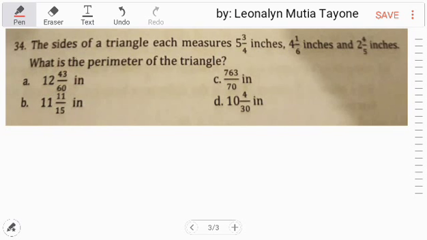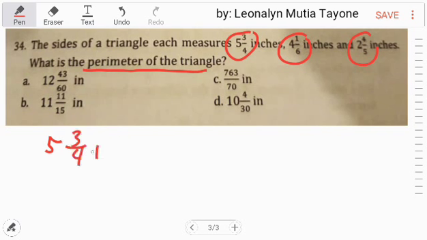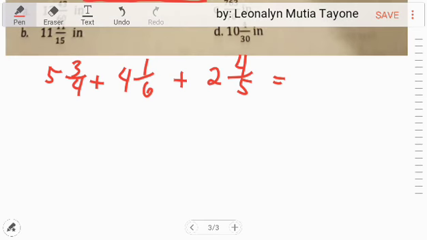Question number 34. The sides of a triangle each measure 5 3/4 inches, 4 1/6 inches, and 2 4/5 inches. What is the perimeter of the triangle? Pag sinabing perimeter, total sides yan siya. So, i-add lang natin ito. 5 3/4 plus 4 1/6 plus 2 and 4/5. Since addition of fraction naman ito, or mixed numbers, unahin natin itong mga fraction muna.